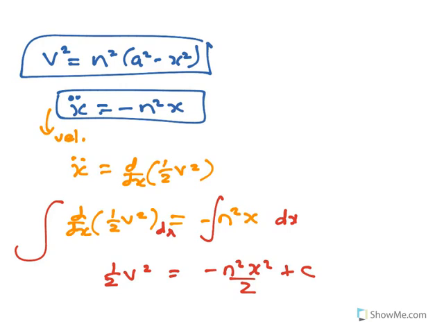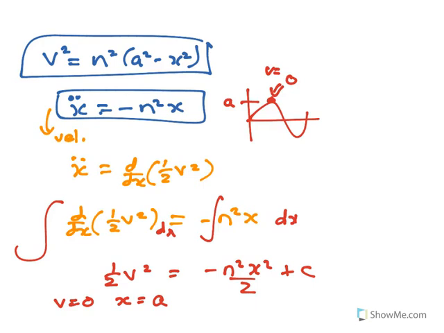So then, because it's simple harmonic motion, we know at the endpoints v equals 0 when x equals a. Because if you think about it, x equals a when the velocity equals 0. That's the amplitude, and the gradient up there is 0. So that means that 0 equals minus n squared a squared on 2 plus c. So c equals n squared a squared on 2.